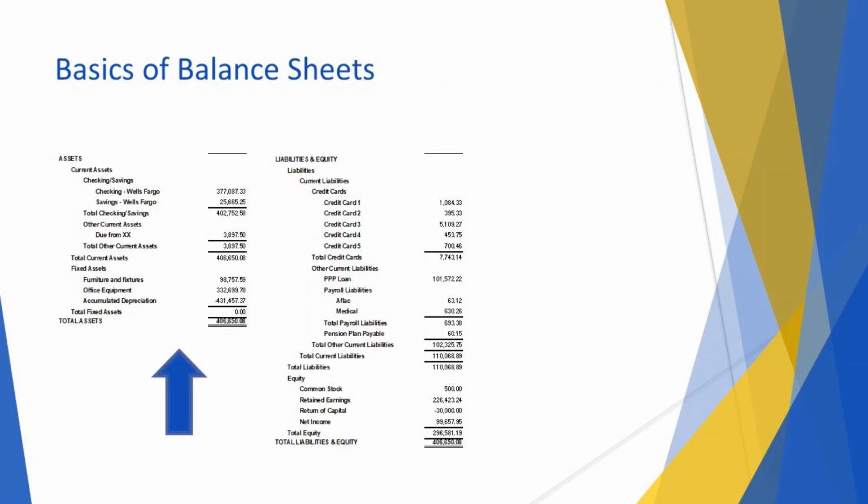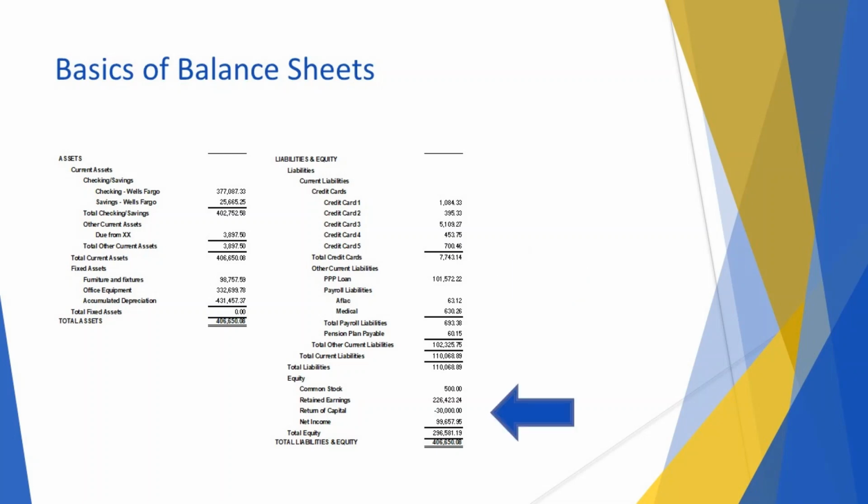You can see in the assets section that we have cash on hand, a receivable, and some fully depreciated assets. Total assets, $406,650. You can see in the liabilities section, they do have some credit card debt, but not significant. There's an outstanding PPP loan, but it is less than 25% of the cash on hand. And there are a few payroll liabilities. This company can continue operations without the fear of running out of cash.